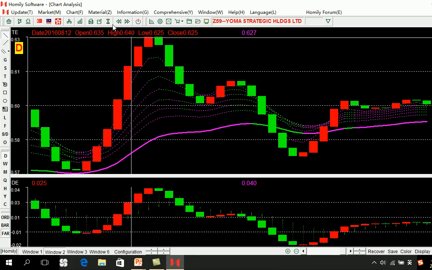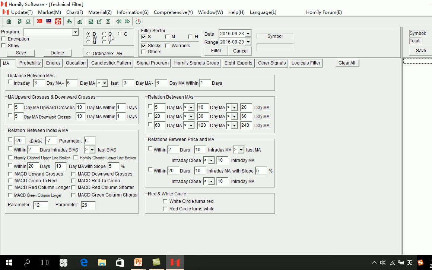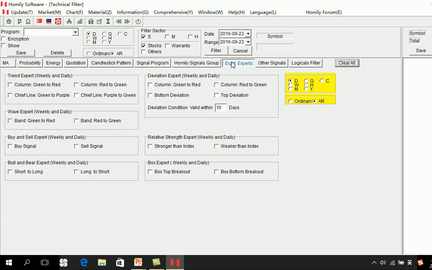Firstly, we should click the technical filter. Then we click 8 experts. First, the trend expert, green to red candlestick. Then this one, column deviation expert, green to red, bottom deviation. Okay, then just click filter. No need to change parameters. It's simple. Just click this one, click the other two. Enough. Then let's see whether it can filter or not.